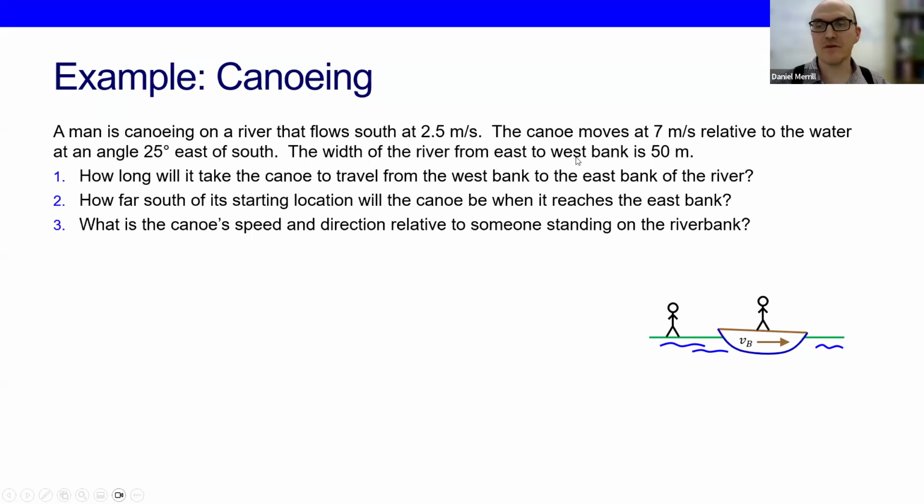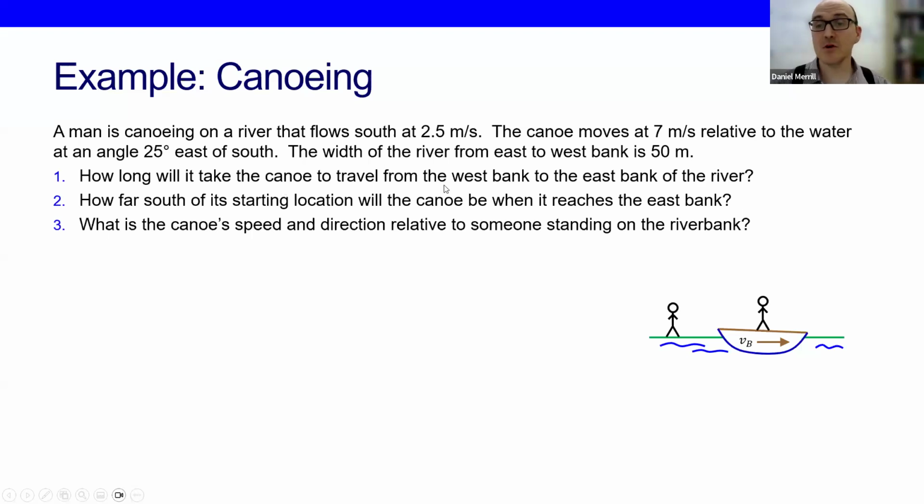And so the width of the river is 50 meters. So this river flows south. The width of the river is 50 meters across, and this person is in a canoe going southeast across the river. We've got three questions to answer.